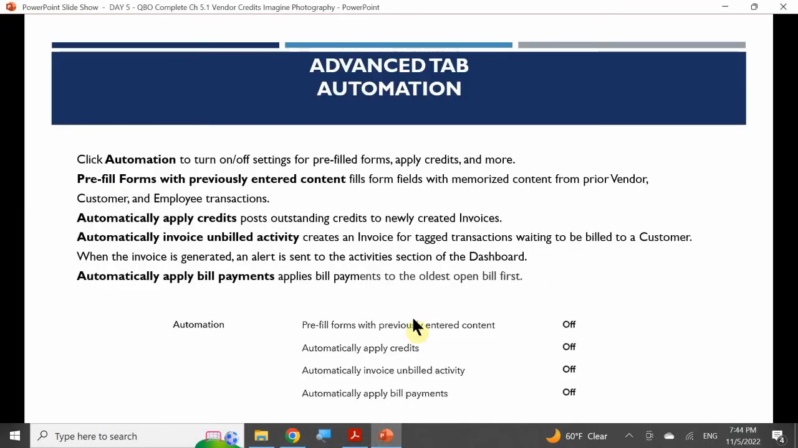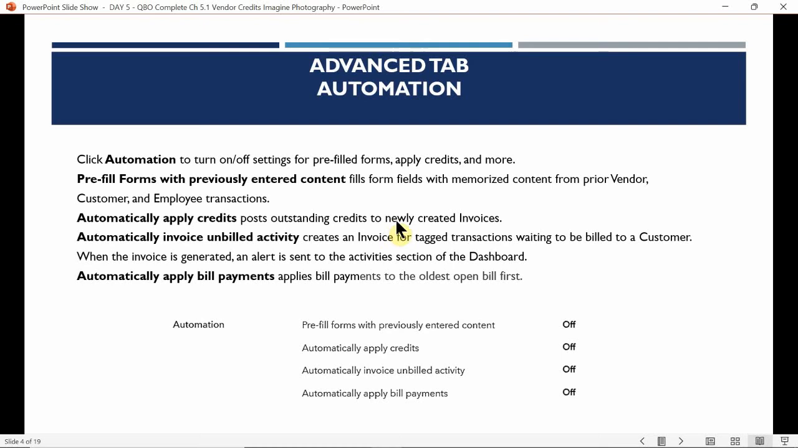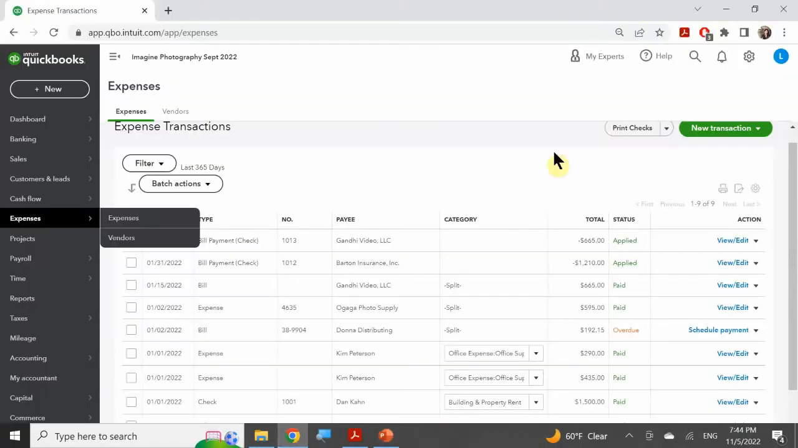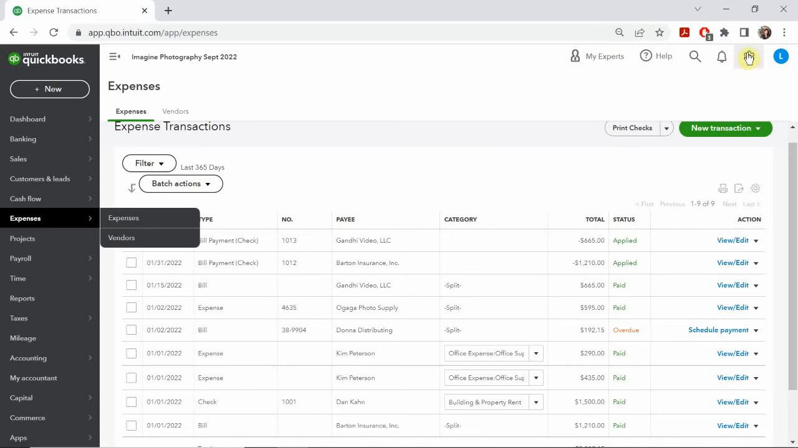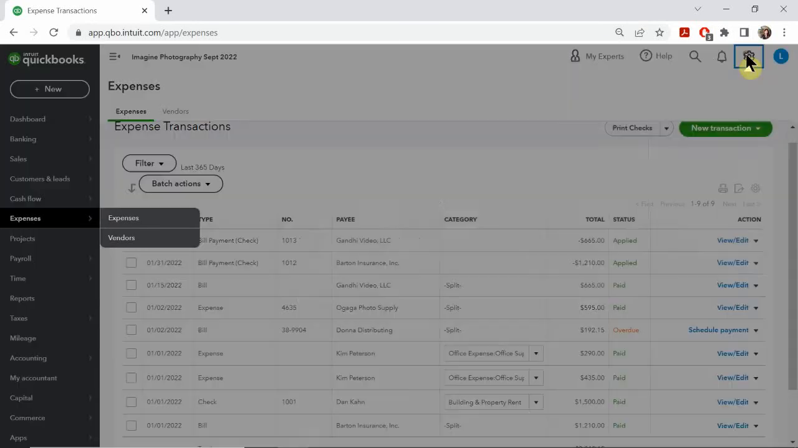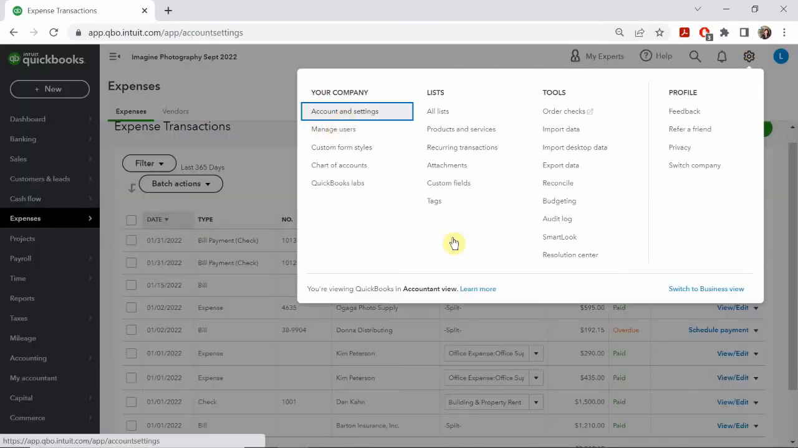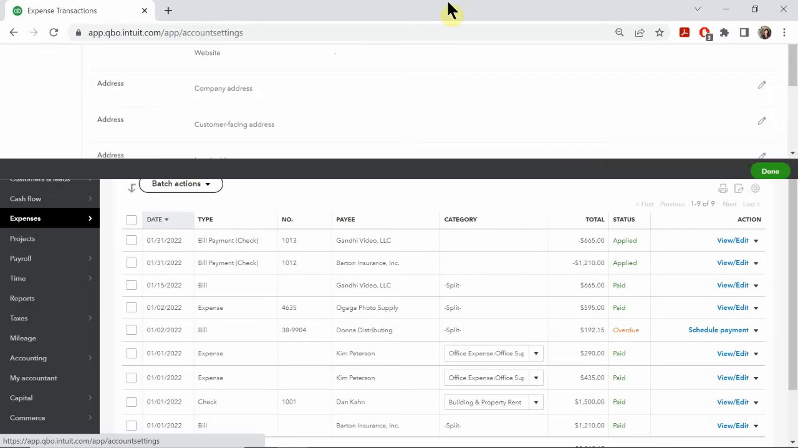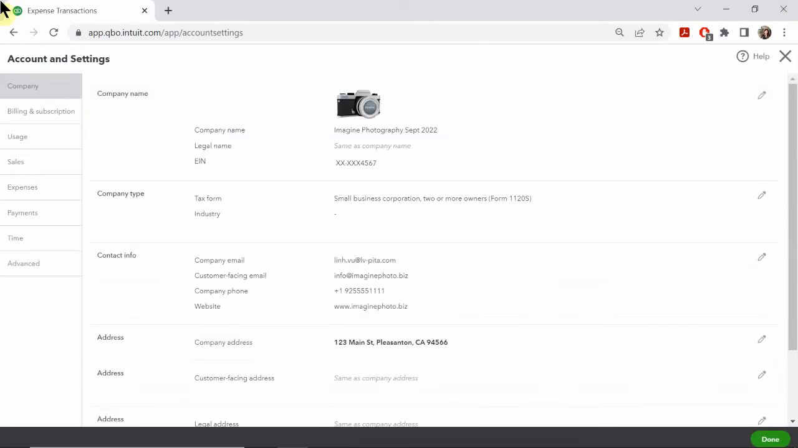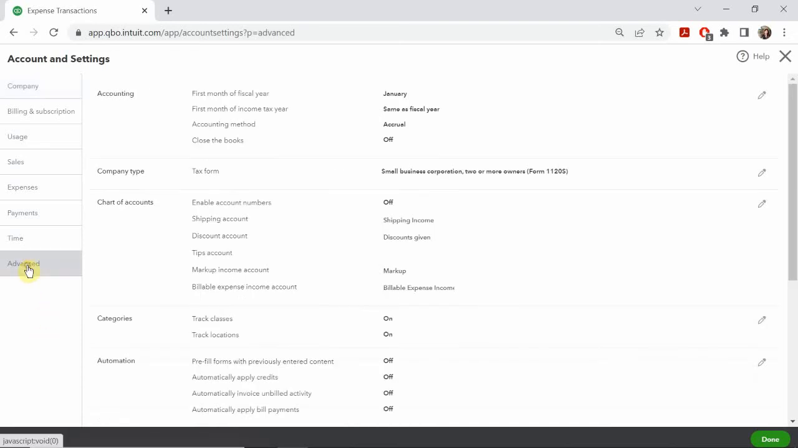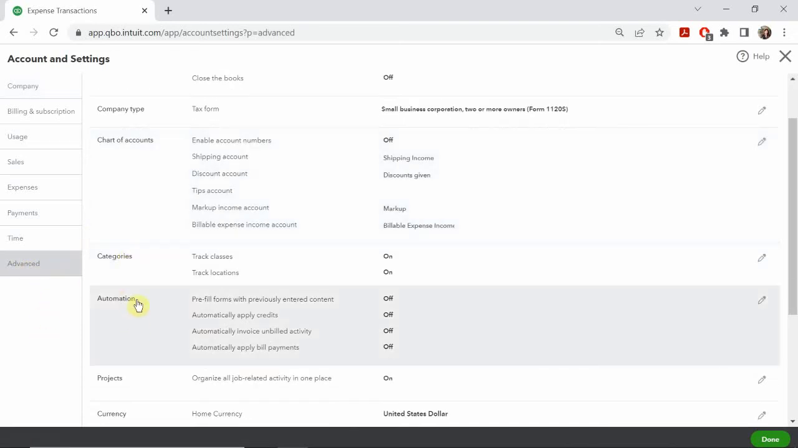Okay, so looking at our PowerPoint here, we're first going to set up our account settings, because in this case we need to ensure that we have automation turned off. Now, when we are dealing with vendor credits and things like that, it is crucial that we try to avoid having automation done for us. So here I go to the gear icon under account and settings, and this is going to be the advanced tab.